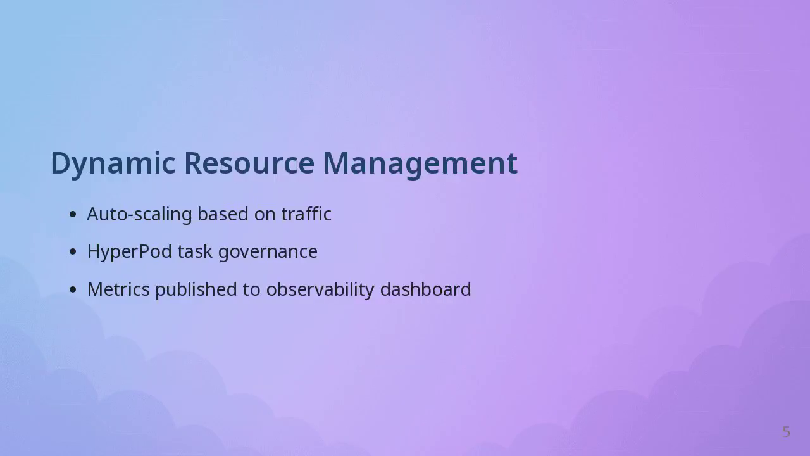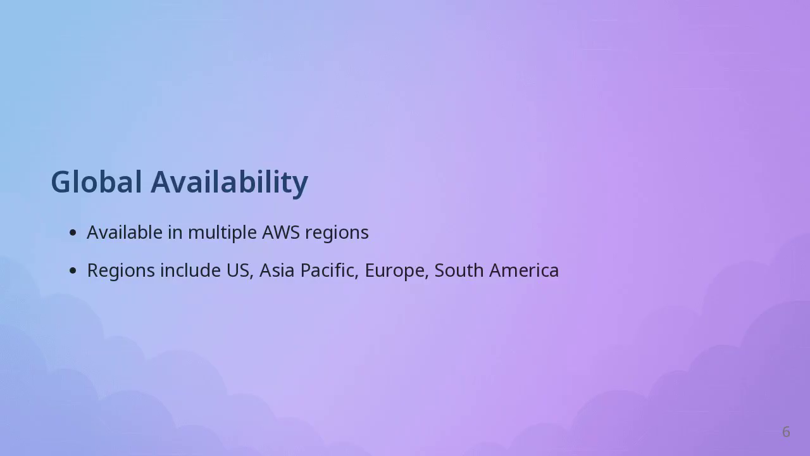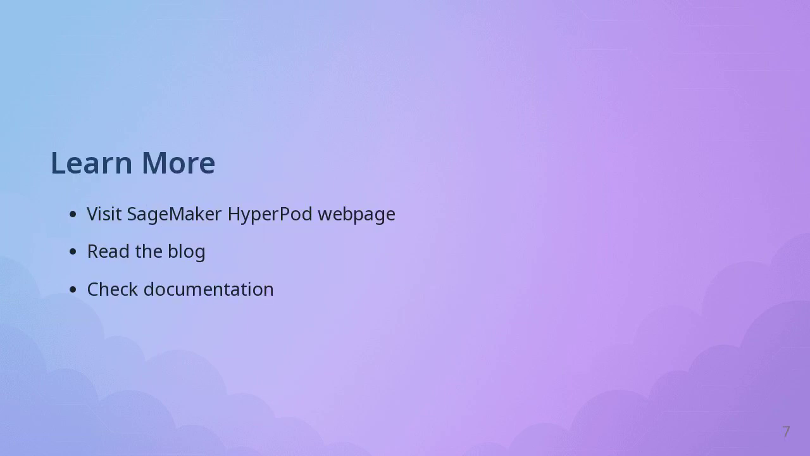SageMaker manages computing resources dynamically based on traffic to model endpoints, ensuring efficient resource usage and providing full visibility into performance through metrics. Models can be deployed in all AWS regions where HyperPod is available, including major locations across the US, Asia-Pacific, Europe, and South America. For more information, visit the SageMaker HyperPod webpage, the related blog, and the official documentation.